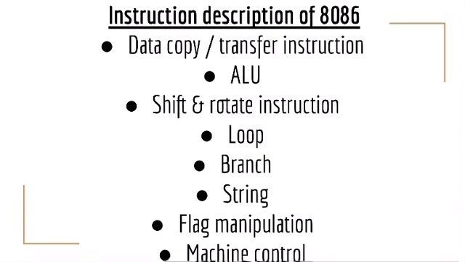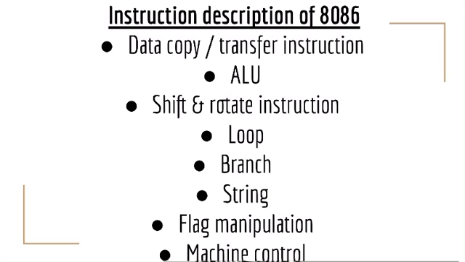So next we have arithmetic instructions. The arithmetic instructions are add and subtraction, and the logical instructions are and, not, or, and so on. So the 8086 provides these instructions for arithmetic operations as well as logical operations. And next we have the shift and rotate instructions.